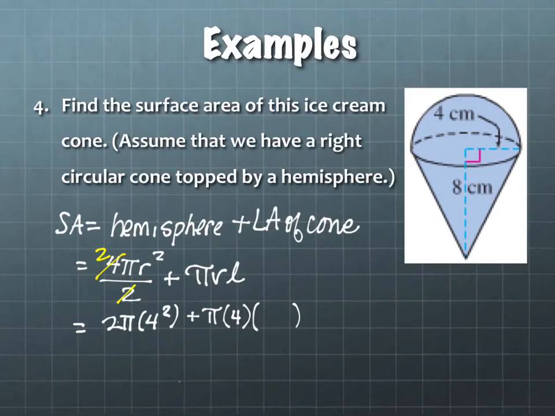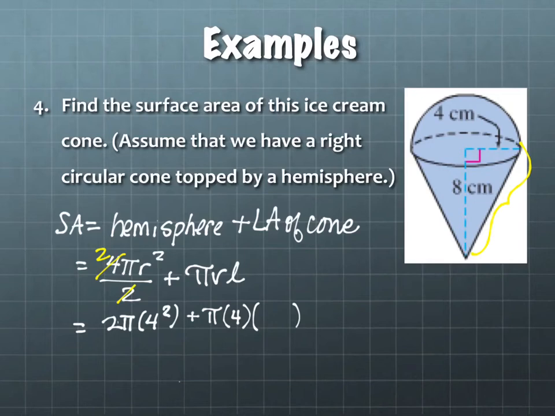Why is L not 8? Yeah, 8 is the altitude, right? It's the straight up and down distance, and L should be a slant distance on the side. So my L is actually supposed to be this piece over here. Right? How am I going to figure out what that piece is? You bet. It is the Pythagorean theorem.